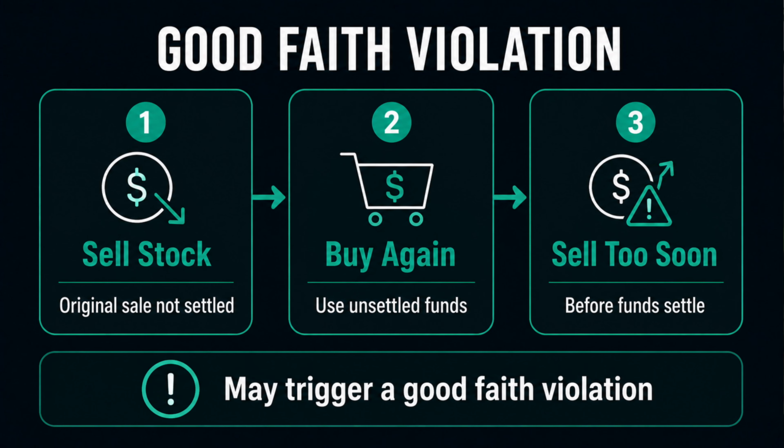A good faith violation can happen when a cash account buys something with unsettled funds, then sells that new position before the original sale settles. Some brokers, like I mentioned, Robinhood, may block the trade before that happens. Others may allow the buy, then warn you or restrict you if you sell it too soon. So in a cash account, speed is limited by settlement.